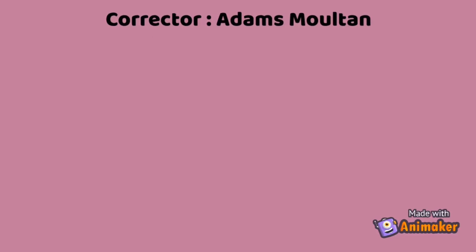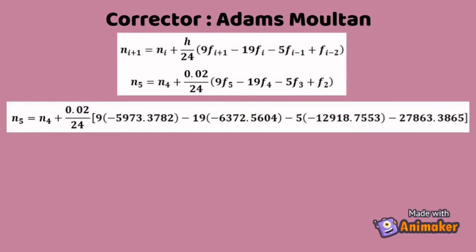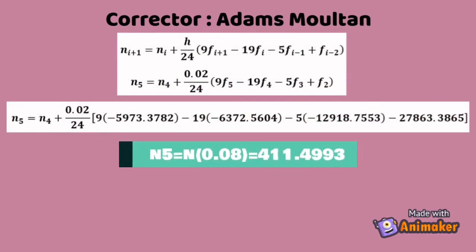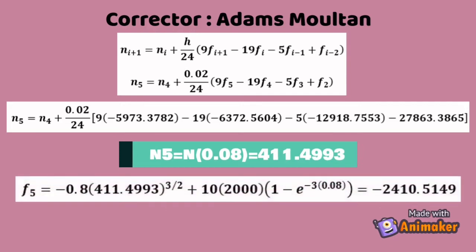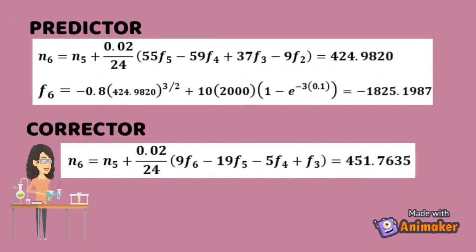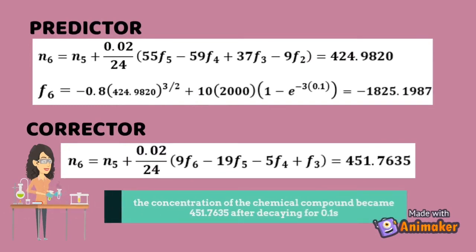Then we use the Adams-Moulton formula to correct the value. So N5 becomes 411.4993. We substitute N5 and T equals to 0.08 in the ODE to get the value of F5. Lastly, we repeat the predictor and corrector process to find N6. Hence, the concentration of the chemical compound is 451.7635 after decaying for 0.1 second.